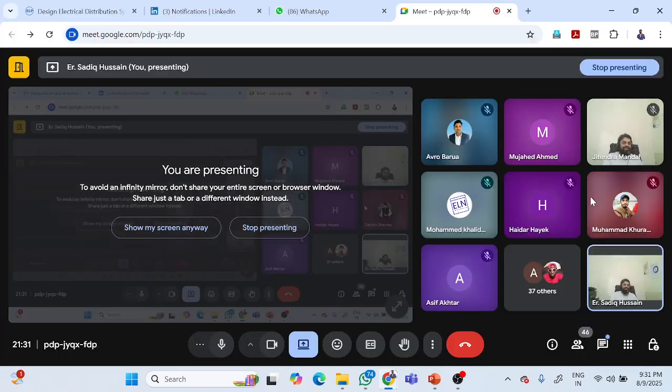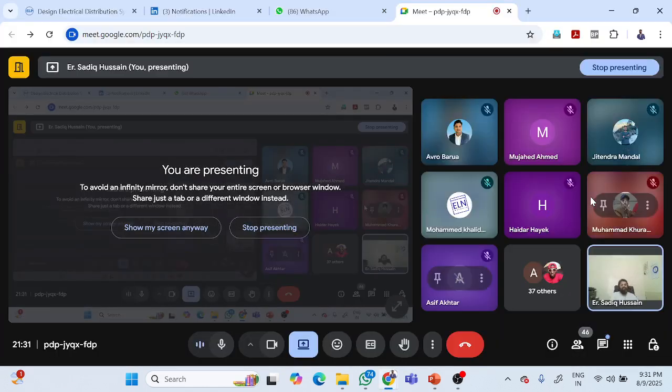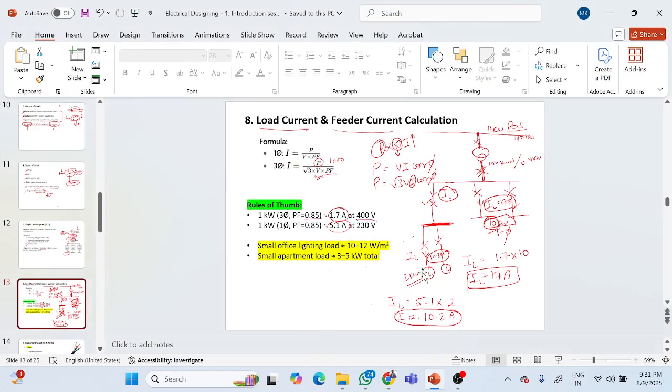So you can see here for three phase, I am having a current value of 17 amperes for 10 kilowatt of load. But for 2 kilowatt of load, I am getting 10 amperes of current. So for a small load, it is 10.2, and for 10 kilowatt of load, it is 17 amperes. How is it? Anyone, please?